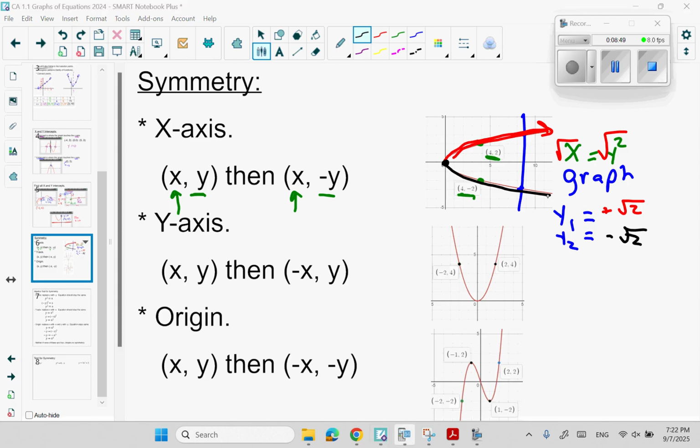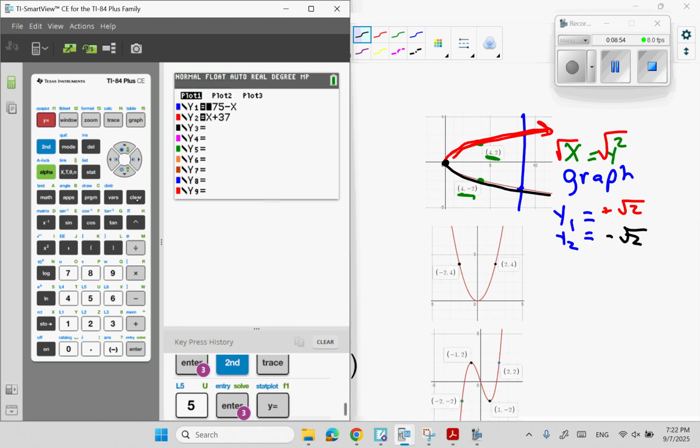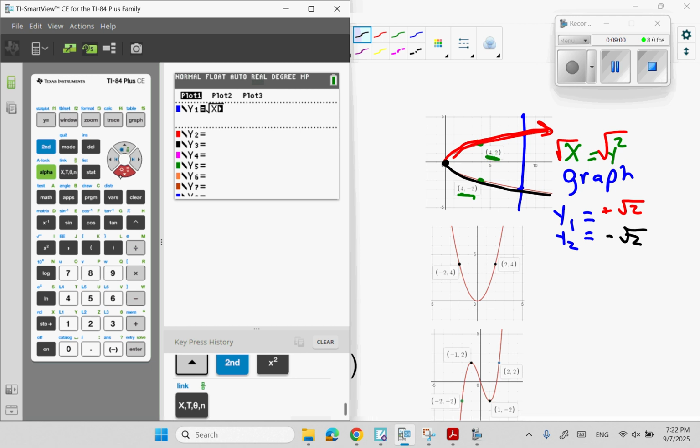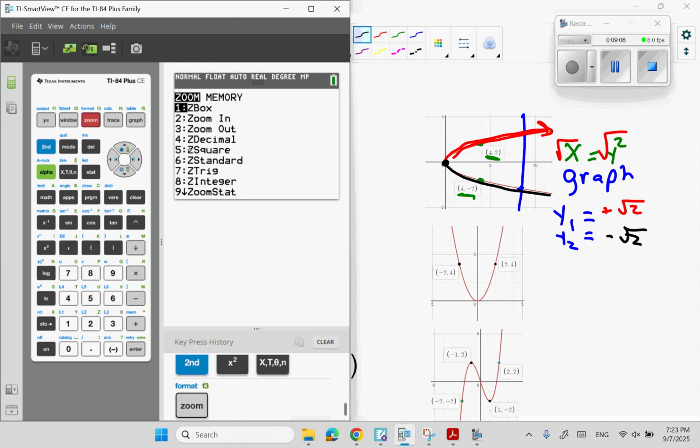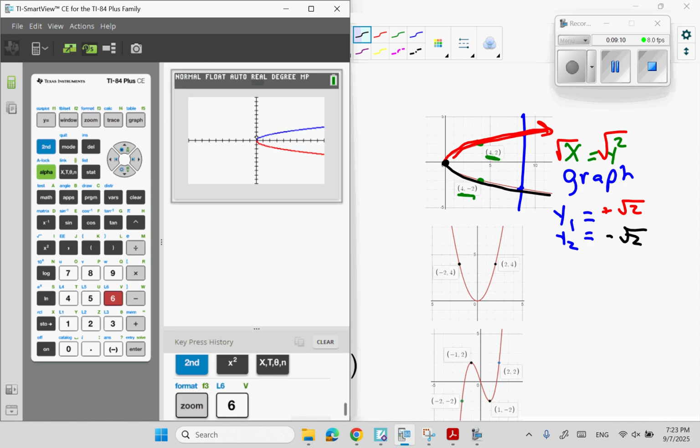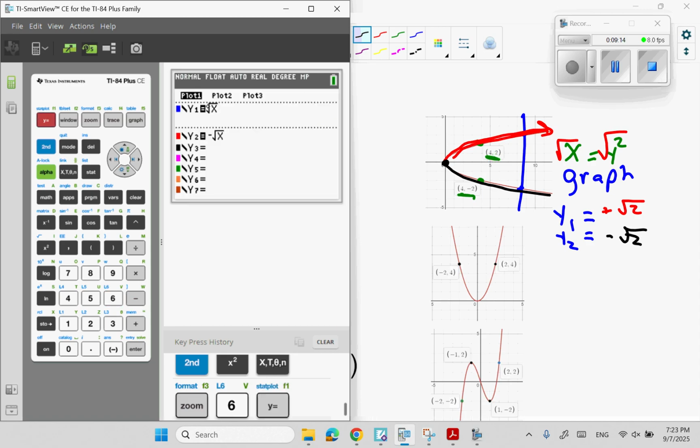I do. So what I mean by that is I would graph them separately: square root x and negative square root x. And let's go Zoom 6 for ZStandard. When in doubt, ZStandard is the best way to go. You see how I get that blue part right there and that red part, as I said, the positive version and the negative version.